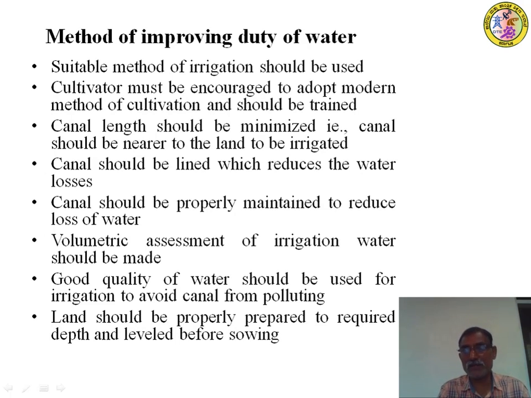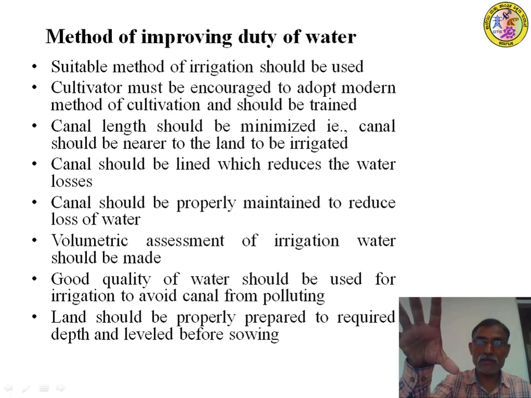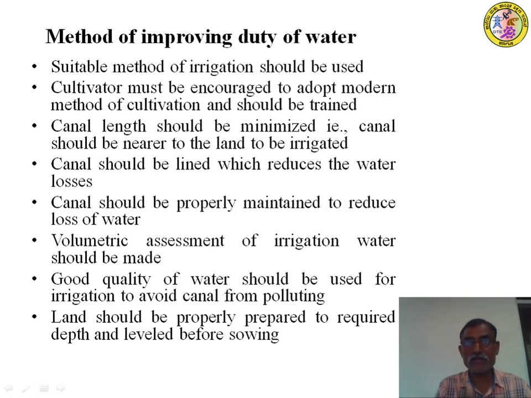Next, these are the factors affecting the duty. The next one is methods of improvement of the duty. How are we going to improve the duty so that with less water, maximum crops can be grown or maximum yield can be taken from the crops? That is the method of improvement of the duty. If you improve the duty of the water, naturally you will get more yield. Less water, more yield, or less water, more area will be brought under cultivation, brought under irrigation.